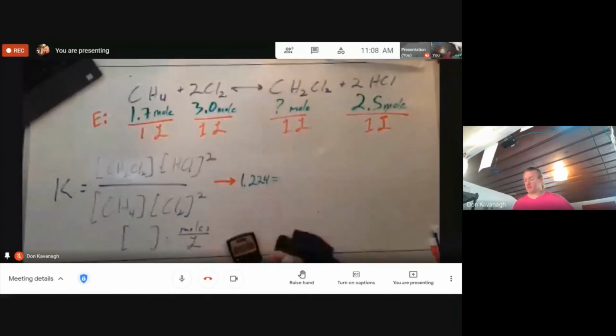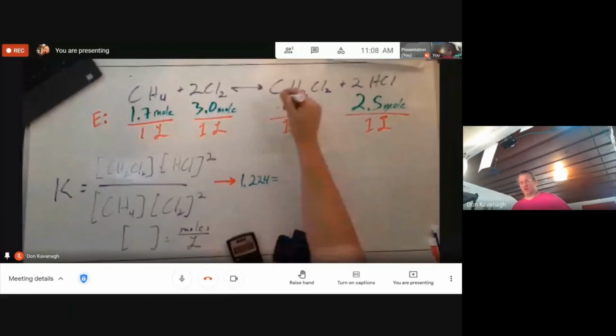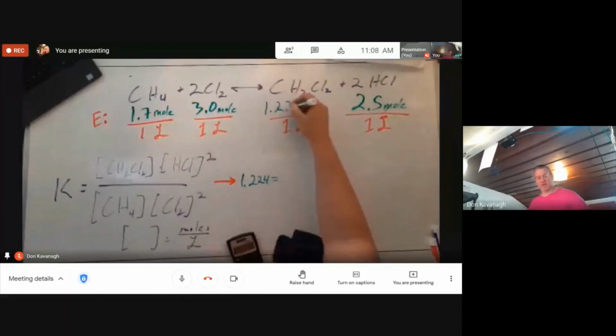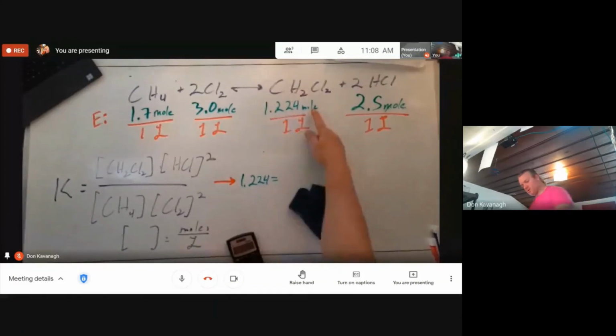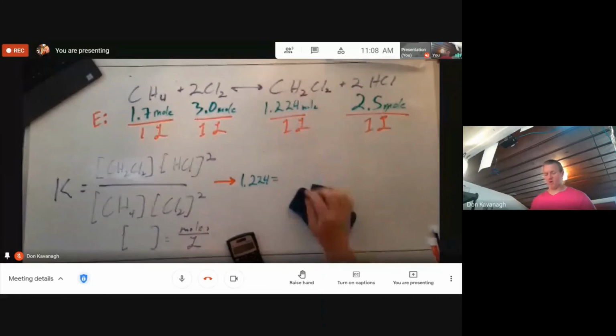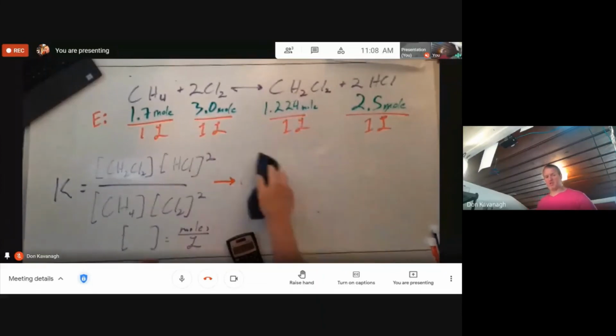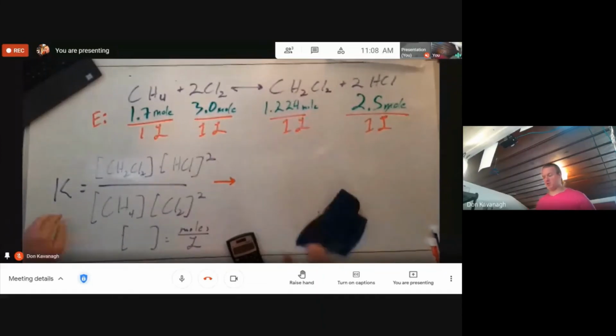Now, if you want to double check your answer, a great way is to plug all the molarities into the capital K expression, take everything to the square, multiply and divide, and you should get a K value that's pretty close to 0.5, what we were given in the problem.